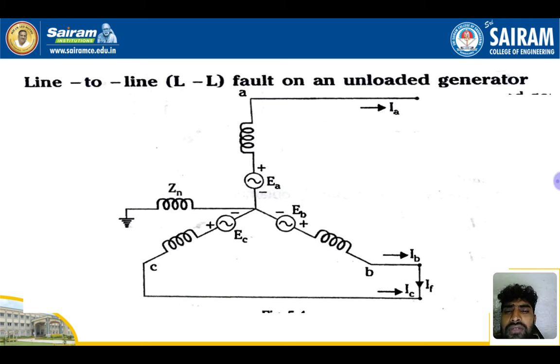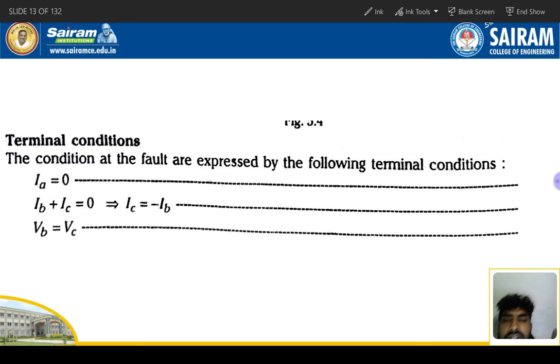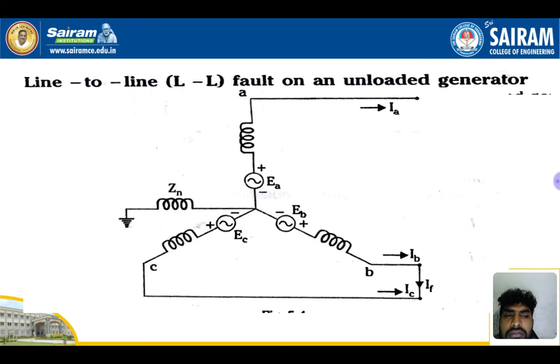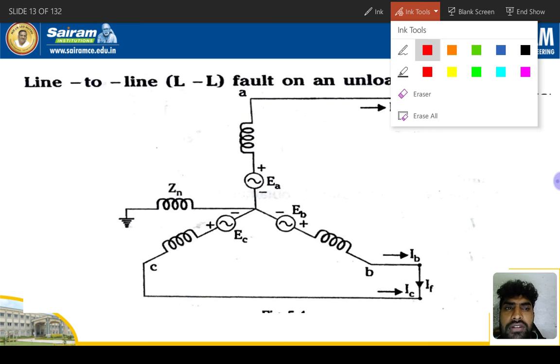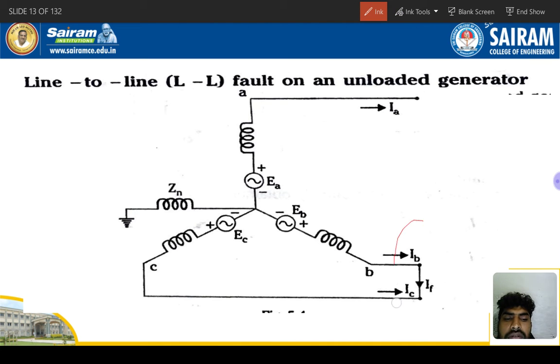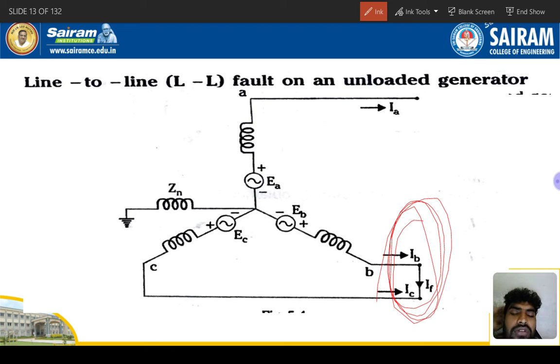So next is a line to line fault on the unloaded generator, right? If suppose two lines touch each other, as you can see in the diagram, what happens? A line to line short circuit occurs. You can do the experiment. If you touch phase and neutral or two lines in the transmission, what happens?